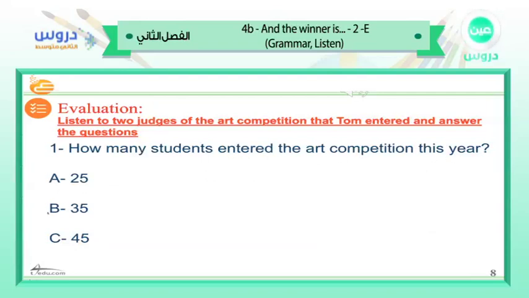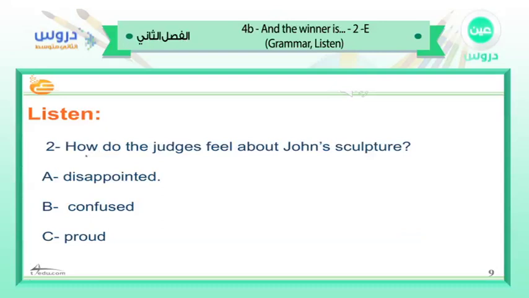A. 25, B. 35, C. 45. Number 2. How do the judges feel about John's sculpture? A. Disappointed, B. Confused, C. Proud.